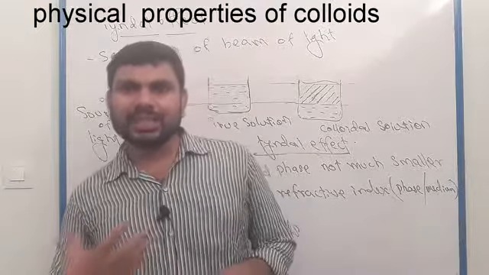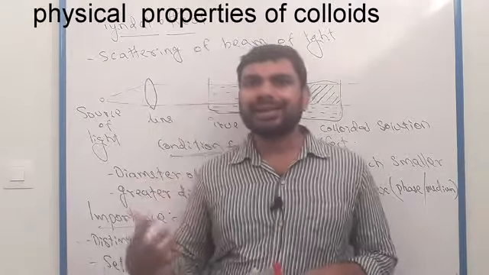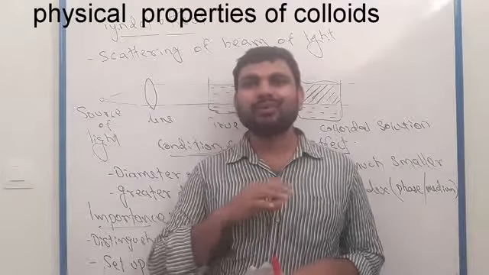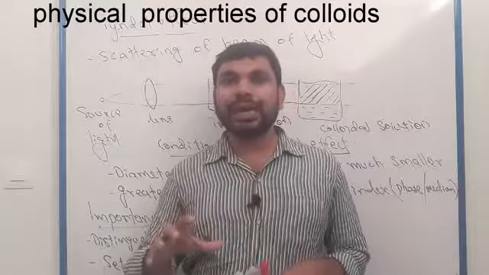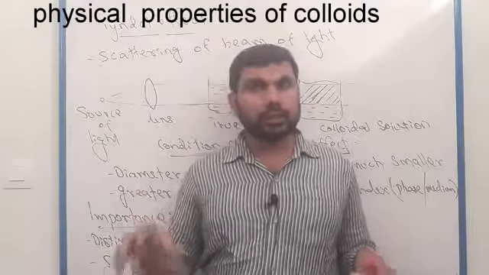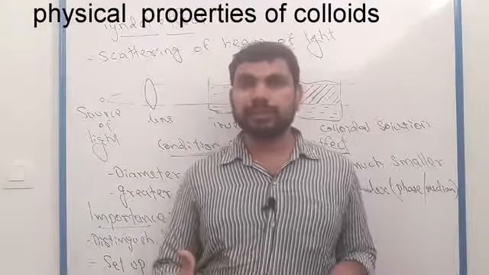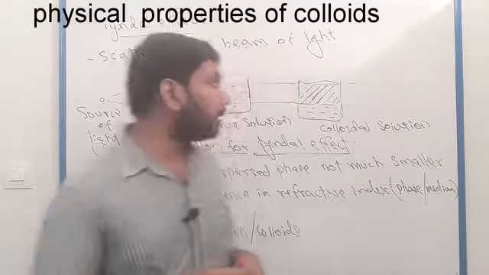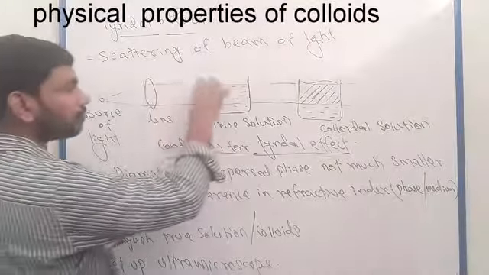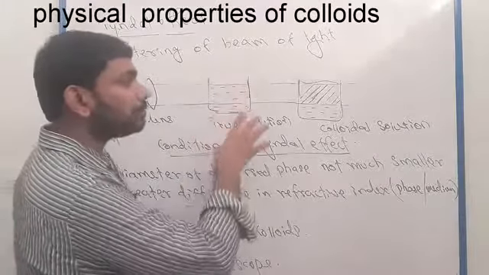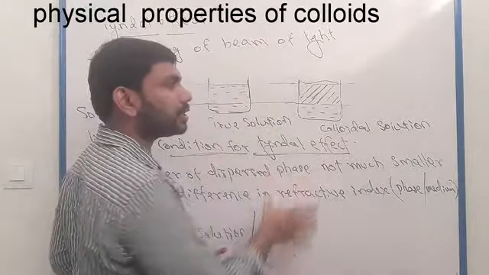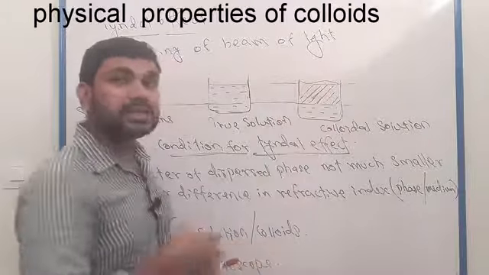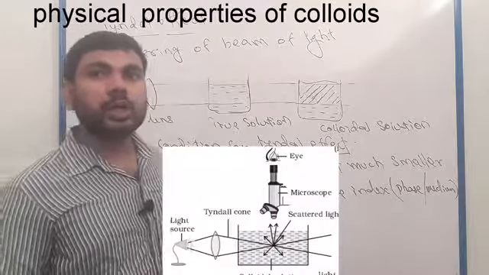Tyndall effect means after passing a beam of light through colloidal solution, the beam of light will be scattered and the path of light through the colloidal solution is visible. This process is called Tyndall effect. The beam of light is scattered in the colloidal solution and the path of the beam through it is visible. This is the Tyndall effect.